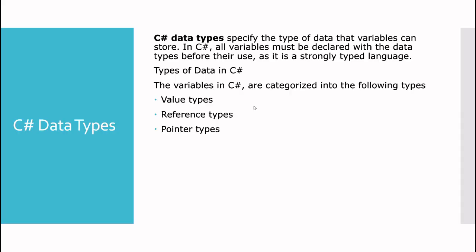Let's first see. The C sharp data type specifies the type of data that a variable can store. How many types of data? Value type, reference type, and pointer type. What is value type? Value type means variables can be assigned a value directly.